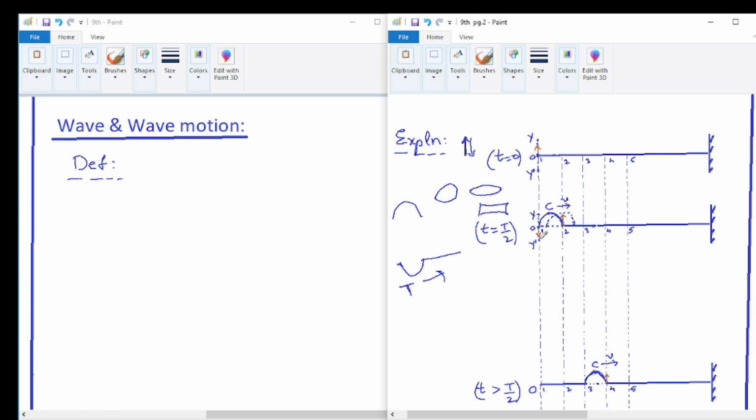The particles are only vibrating about their own mean position. They're just at their own position, but still the disturbance is automatically getting transmitted through them. Such a special motion itself is called wave motion, or simply wave. So that's how we get the main part of the definition.